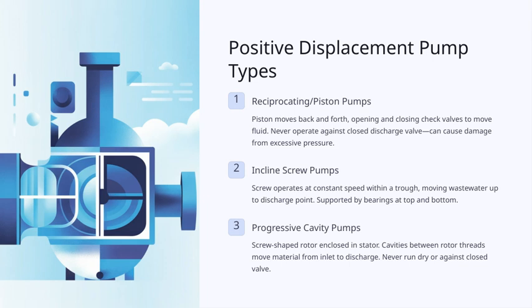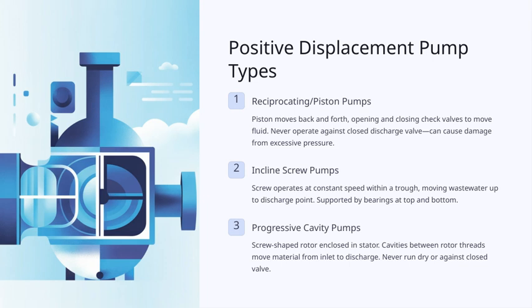Next, we have inclined screw pumps. These operate with a screw that turns at a steady speed within a trough, effectively moving wastewater up towards the discharge point. They are supported by bearings at both the top and bottom, which helps keep the screw aligned and functioning smoothly. Finally, there are progressive cavity pumps.